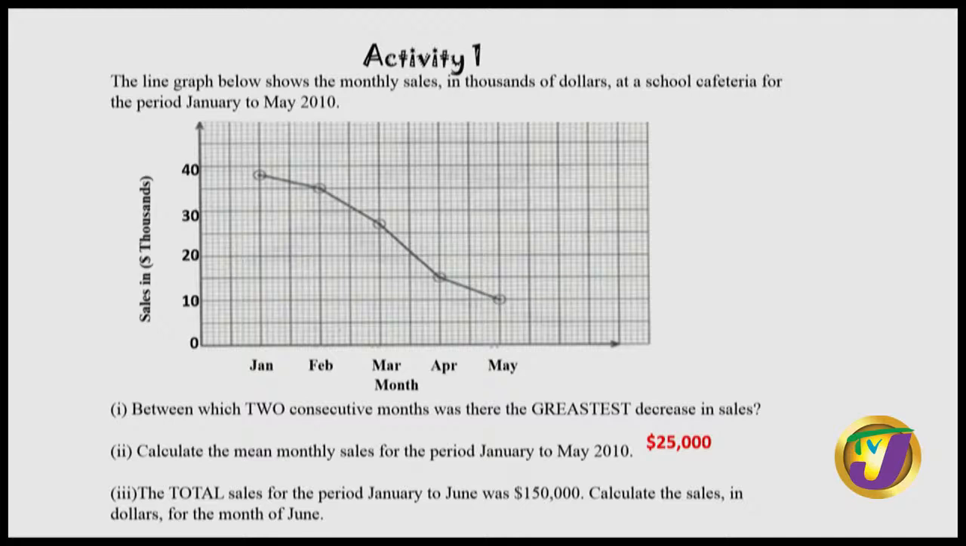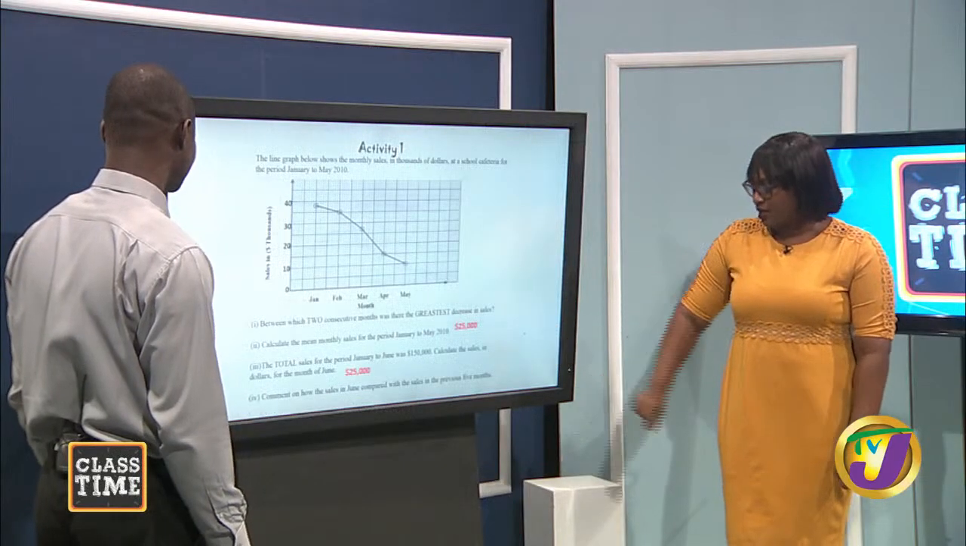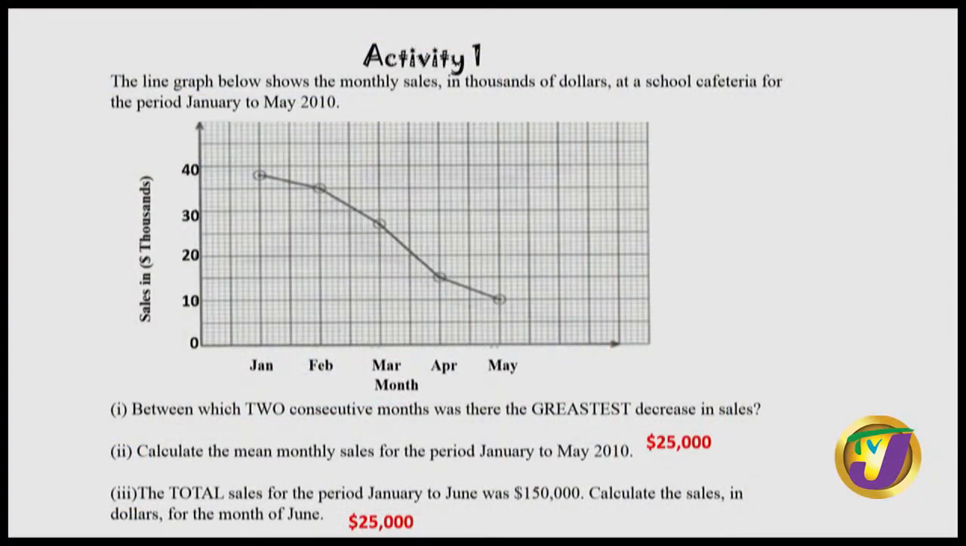$150,000. So it means that there was an increase, right? But by how much? The total sales from January to May was 125,000 and from January to June is 150,000. It's just going to be a $25,000 increase. So in terms of sales, there's a $25,000 increase in sales. All right, you're on the ball.